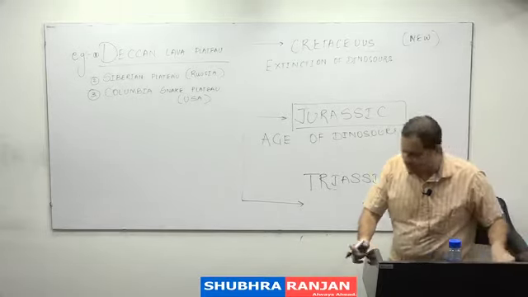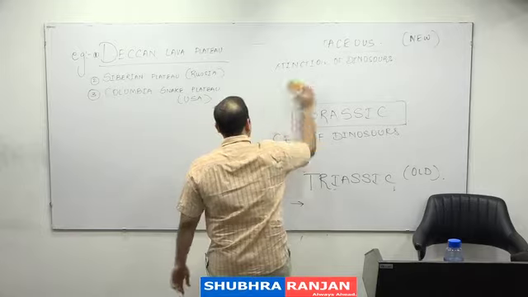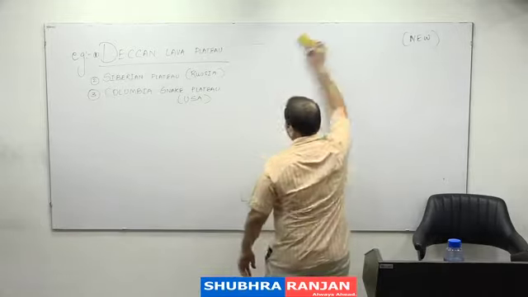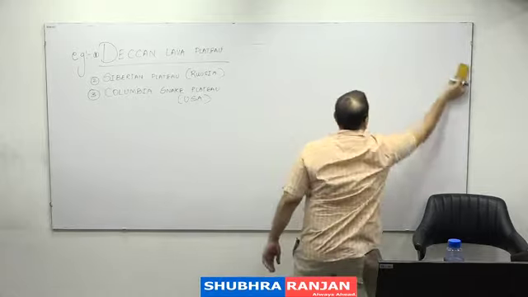What is it famous for? The Deccan lava plateau is famous for black soil, and this black soil is the cotton producing region of India.